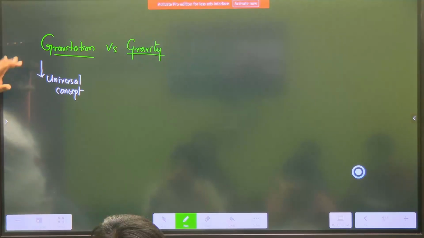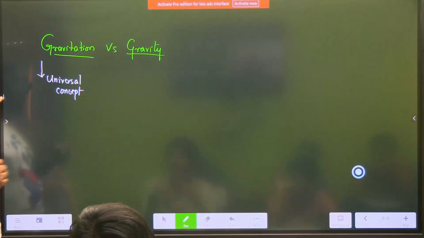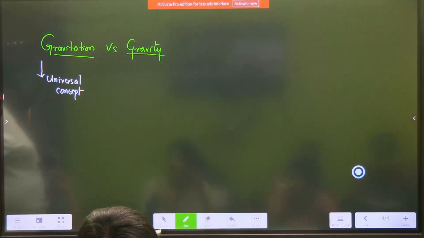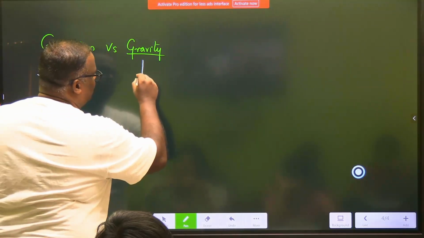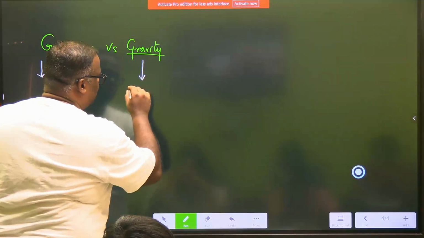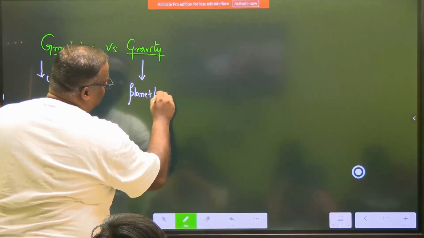सीखो. ग्रेविटेशन इज ए यूनिवर्सल कॉन्सेप्ट. When we come to, yeah. I thought gravity was the short form of gravitational force. No, your thought is wrong. So let's understand. And when you talk of gravity, you're talking in terms of a typical planet or a celestial body.